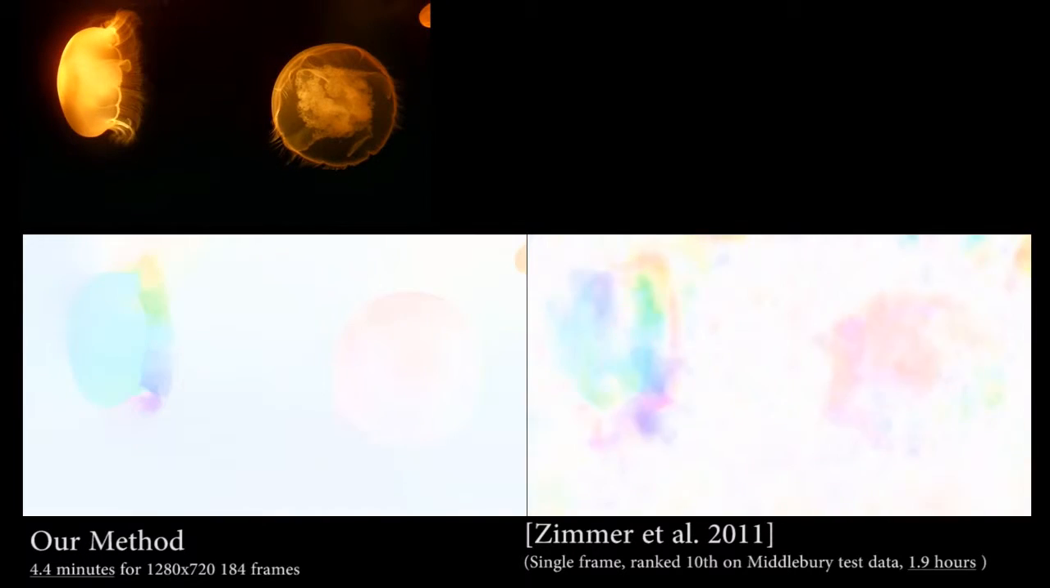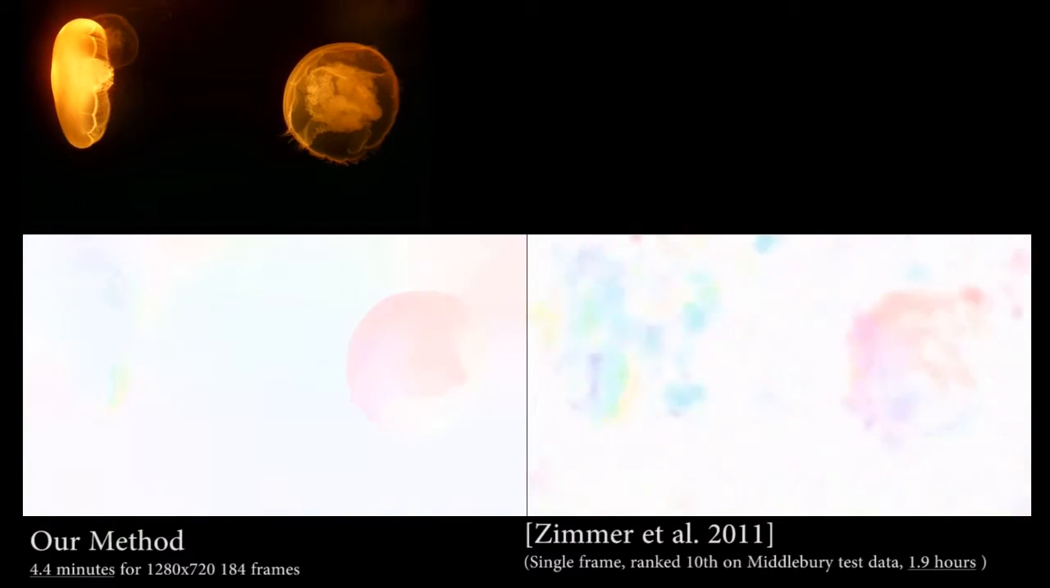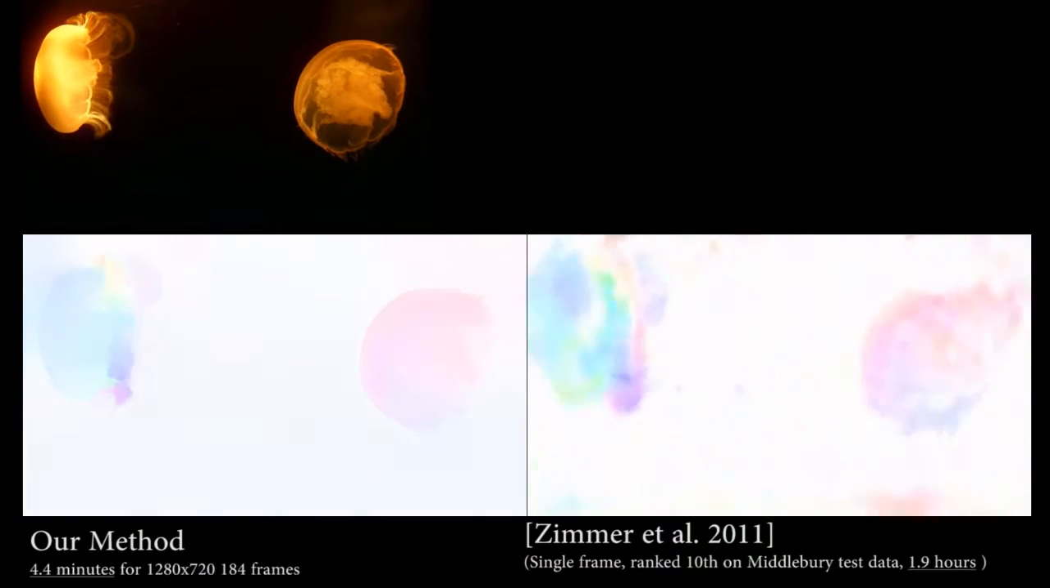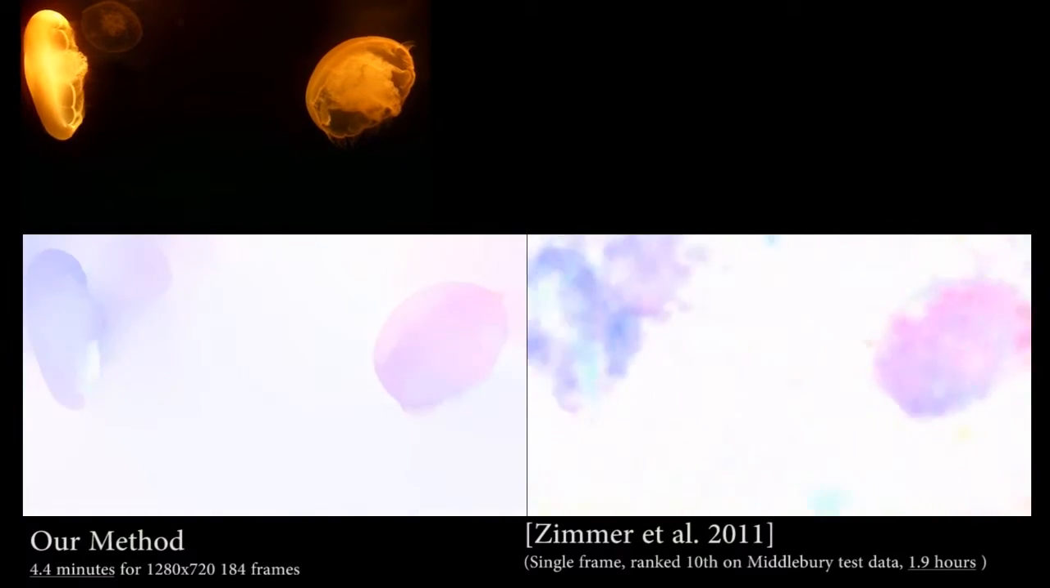We first compare our optical flow to a state-of-the-art single-frame optical flow method using standard Middlebury coloring to represent flow vectors. We can see that by enforcing temporal continuity, we can not only resolve ambiguities, but we can also produce outputs that are stable over time.